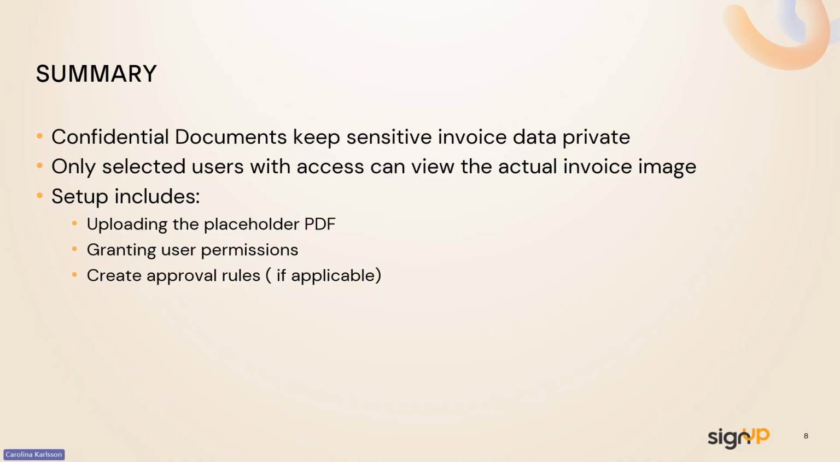So to summarize, confidential documents keep sensitive invoice data private, and only selected users with access can view the actual invoice image. The setup includes uploading the placeholder PDF, and then you grant users permission, and then you create an approval rule if that's applicable to you, or you can add users when your documents arrive under the part where you only add users, so not the approval rule.